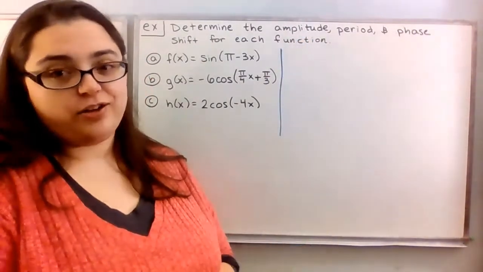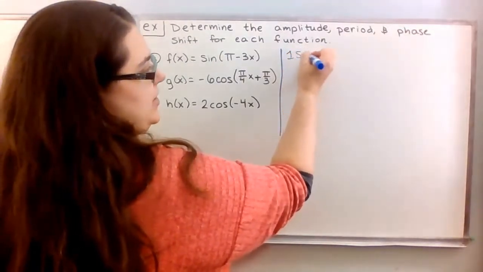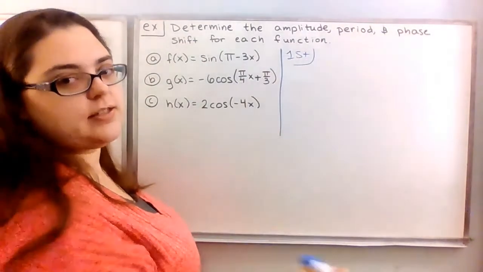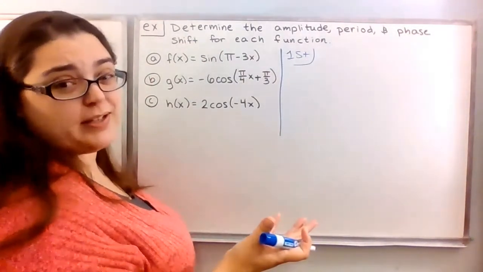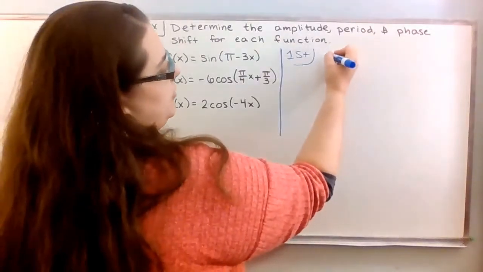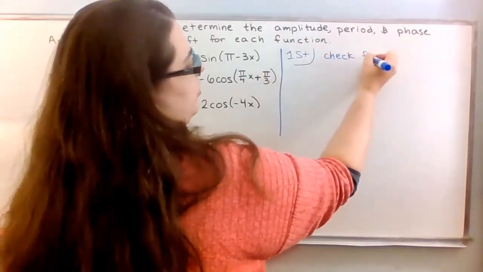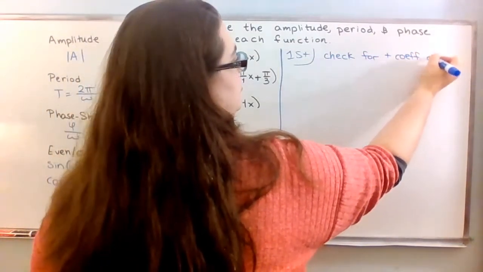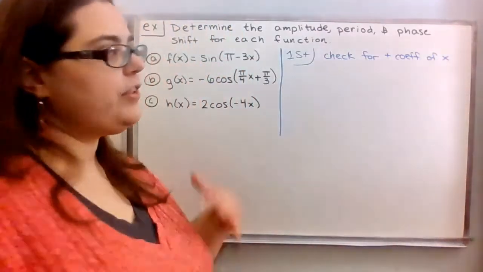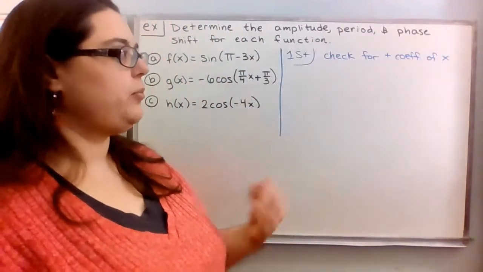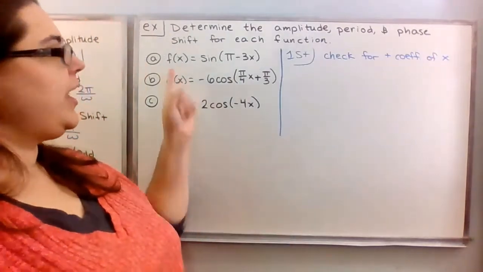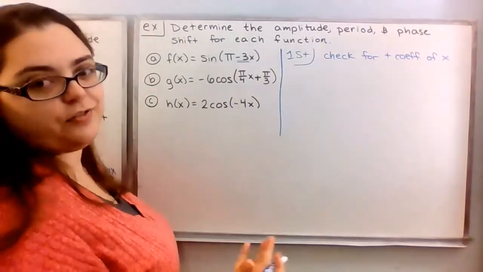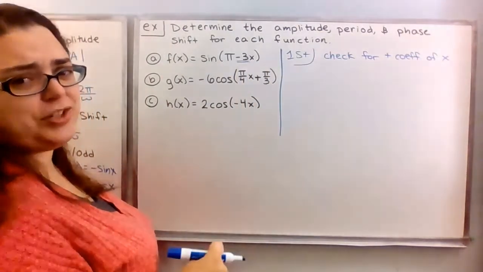So the first thing that I look for when I'm analyzing a sinusoidal function is I want to ensure that the coefficient of x is positive. In other words, I need to make sure omega is positive. So check for a positive coefficient of x. Everything else, it doesn't matter whether it's positive or negative. We need omega to be positive. So when I look at this function f of x, the coefficient of the x is a -3. So I don't like that, so I need to change that.